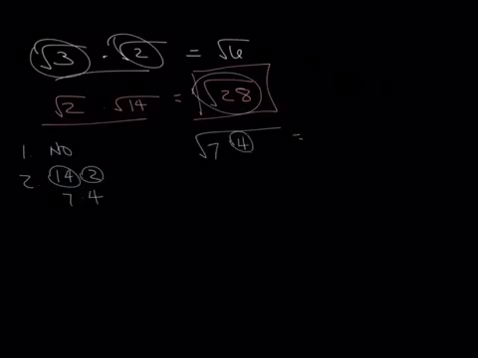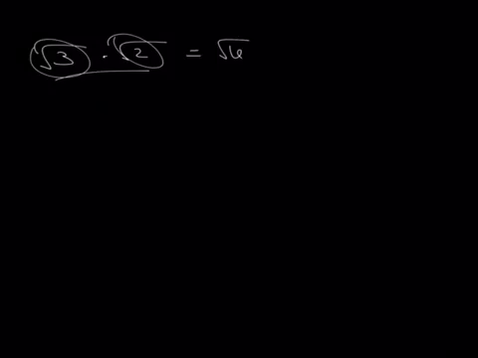What's the square root of 4? 2. With the square root of 7, we can't take the square root of that, so we just take the square root of 4, and we simplify by getting that. Alright, so let's keep going here.